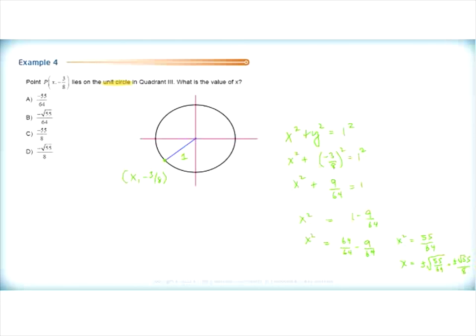In the third quadrant, you should recognize that x is negative, and that's the only answer we're looking for now. So we're looking at x being negative root 55 over 8, and y is negative 3 over 8. Negative root 55 over 8. The answer is D.